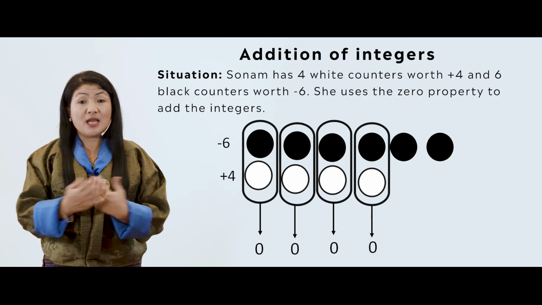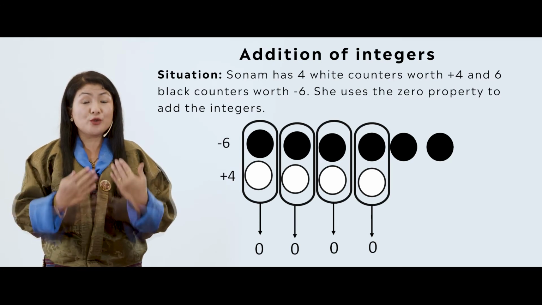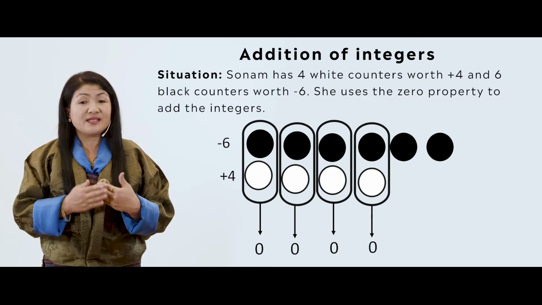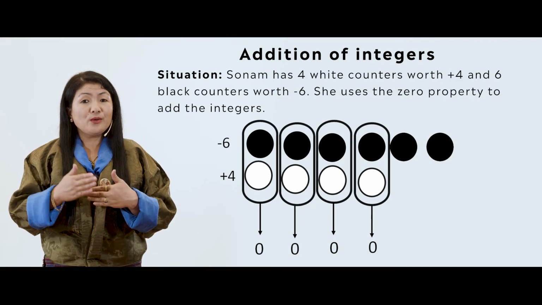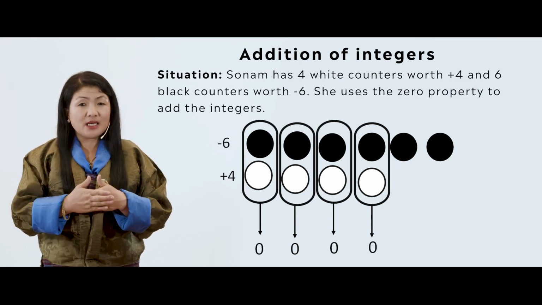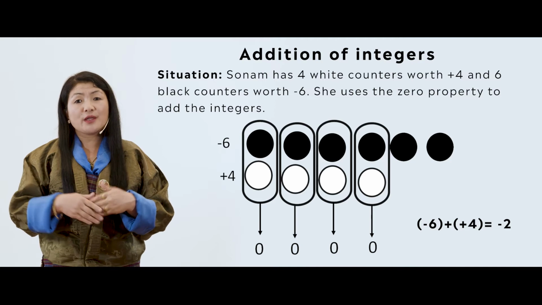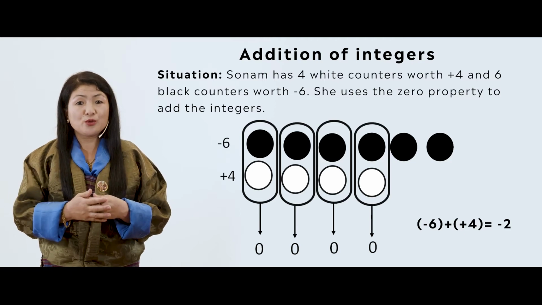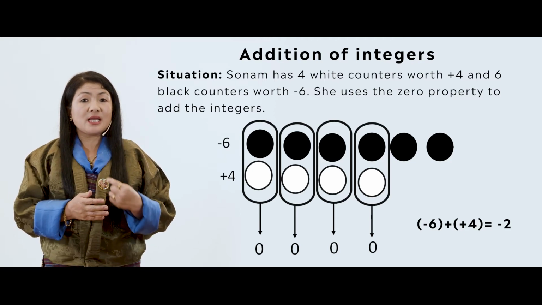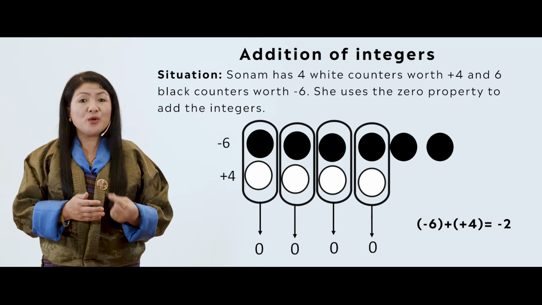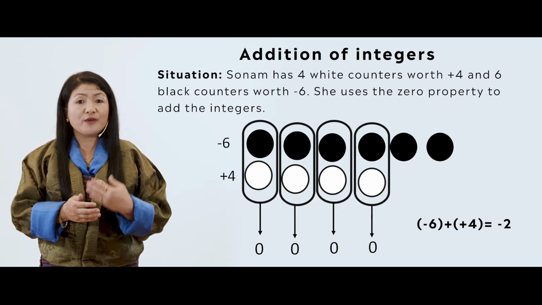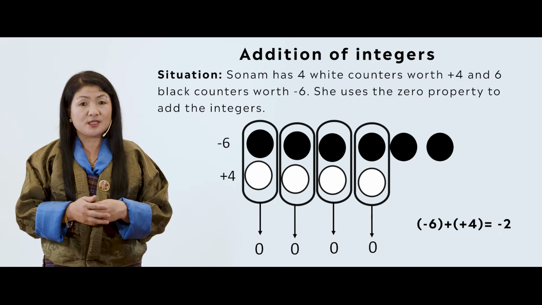Again here we are left with negative 2. So we can say when you add negative 6 plus positive 4, the answer is negative 2. This is an example of the commutative property of addition with integers.